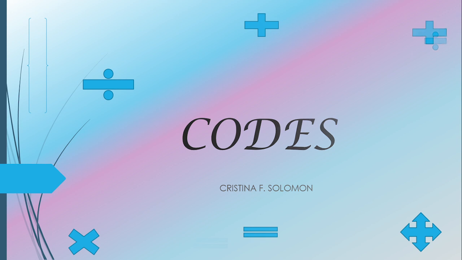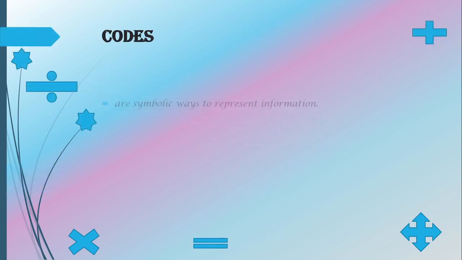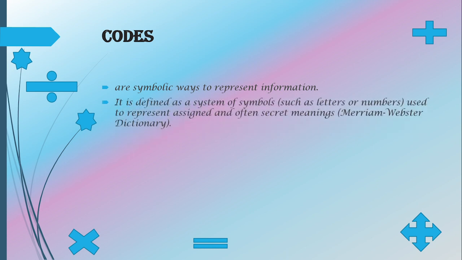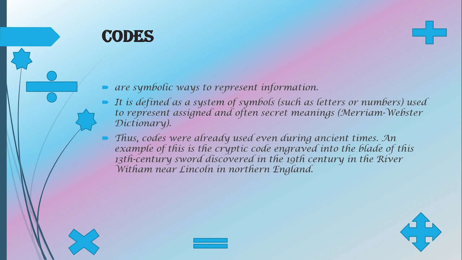First, let's talk about what a code is. A code is a symbolic way to represent information. It is defined as a system of symbols such as letters or numbers used to represent a sign and often secret meanings. Thus, codes were already used even during ancient times.